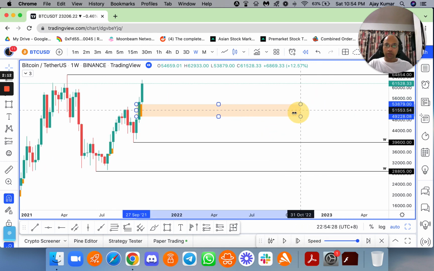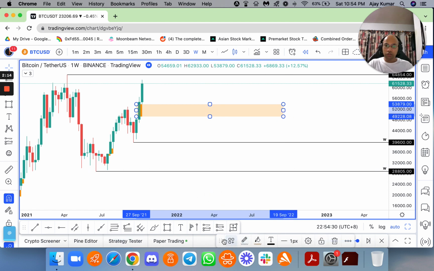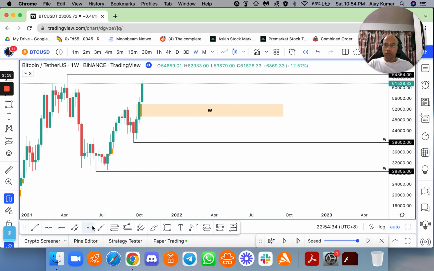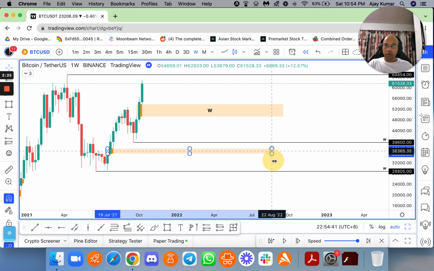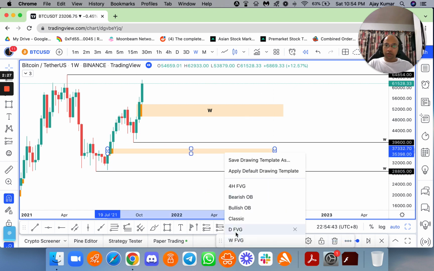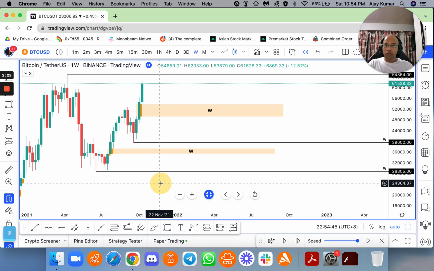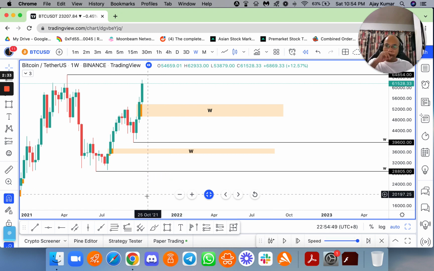Okay, wait, why am I going so much into the future? Okay, weekly fair value gap marked out. There's another fair value gap. Let's mark it out. Weekly fair value gap. Done. Any other fair value gap? Nope, I don't see any. Okay.